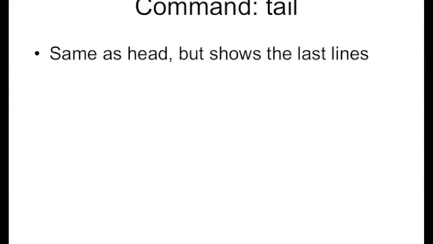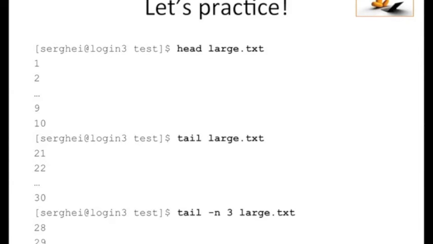If you're interested in the last 10 lines of the file, you should use tail. If you want fewer or more, you should say -n and tell exactly how many lines you want to see. In this case, we do tail for the file we just created, large.txt, and then we see the last 10 lines from that file. If we want to see exactly 3 lines, we can do -n 3 and then the name of the file.